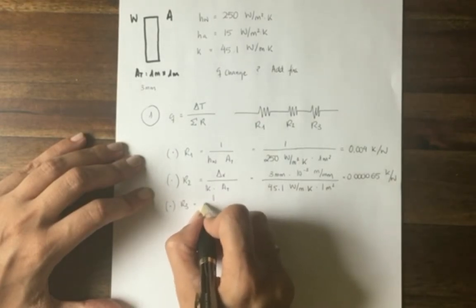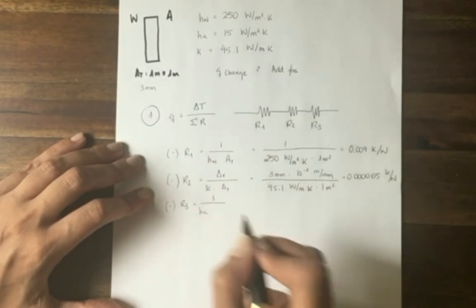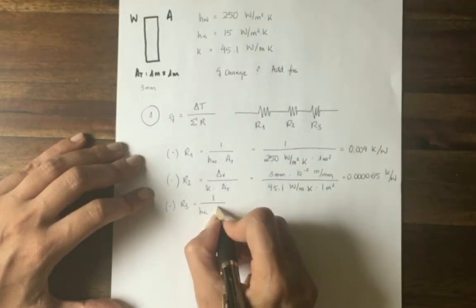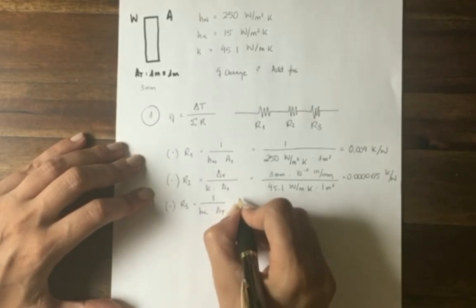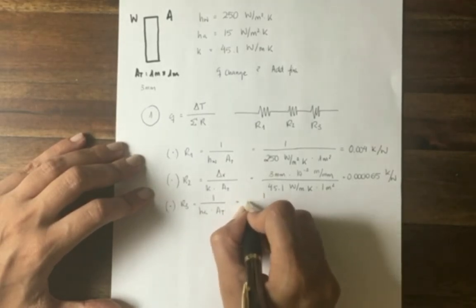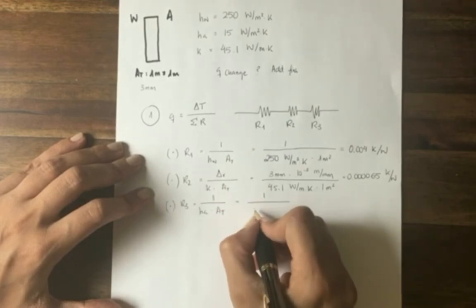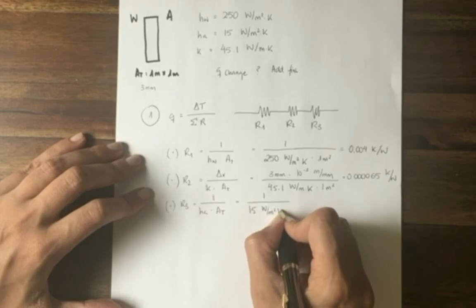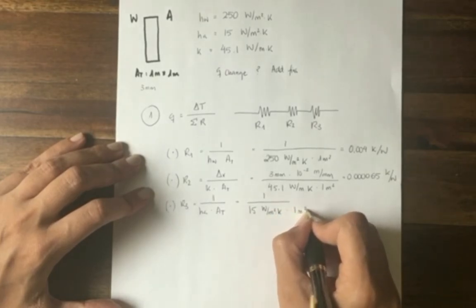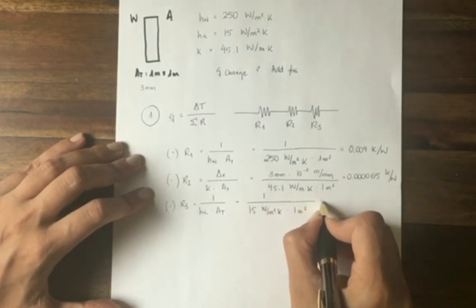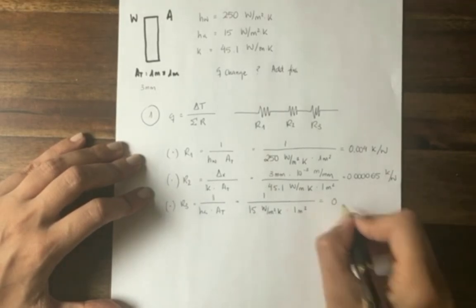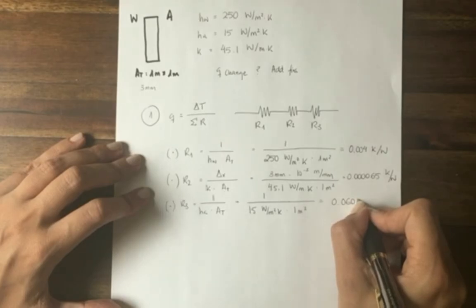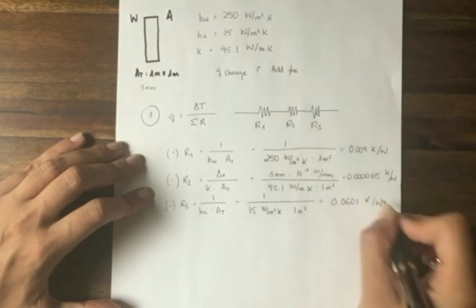And finally, resistance number 3, which is related to convection in the air side. This is equal to the inverse of the heat transfer coefficient times the total area. This is equal to 1 over, the coefficient is 15 watts per square meter per Kelvin, and the total area is 1 square meter, and this is equal to 0.0601 Kelvin per watt.